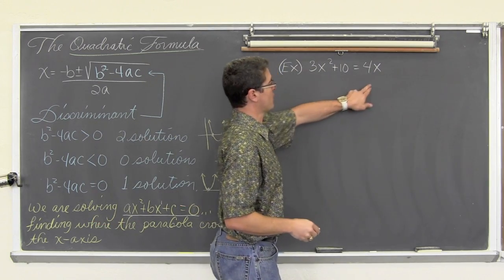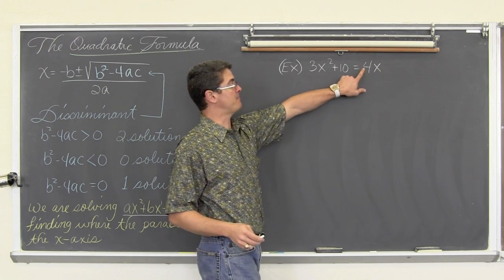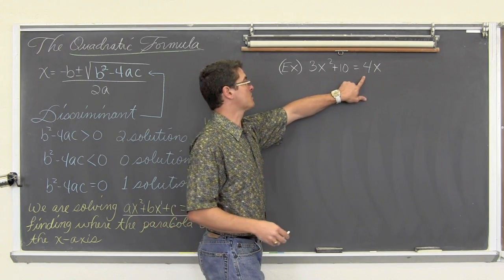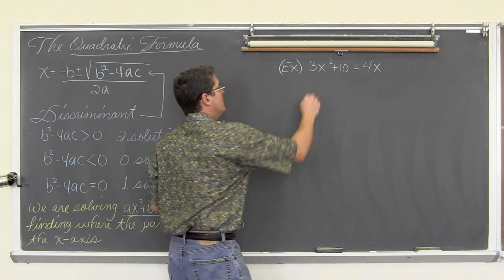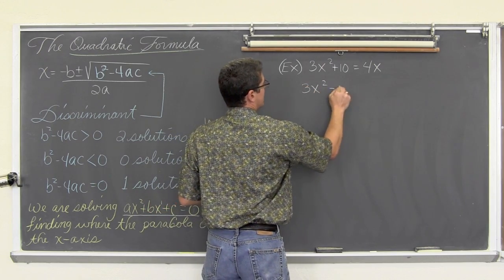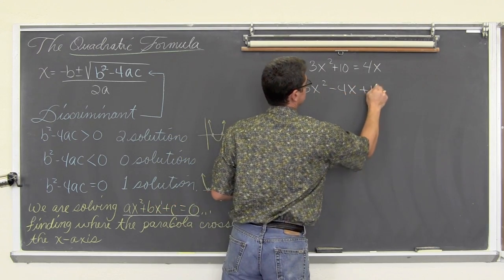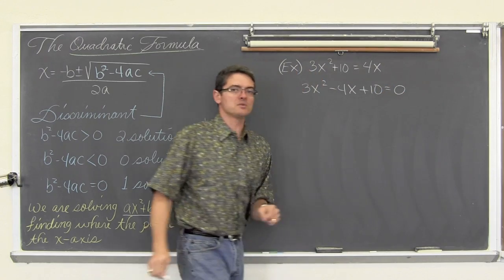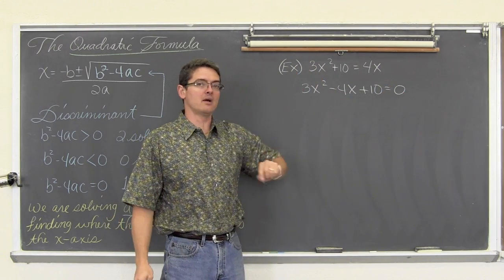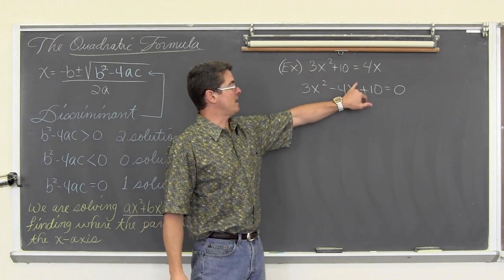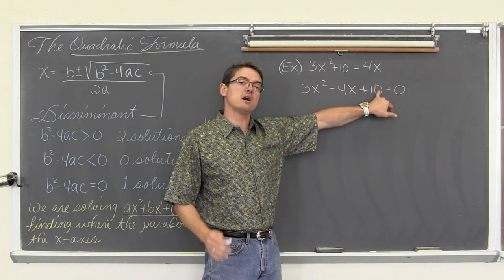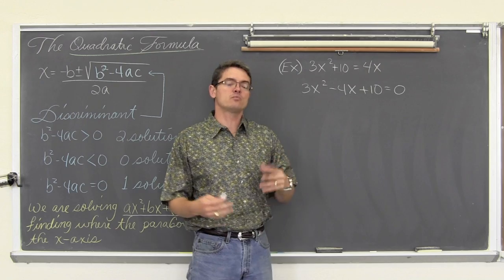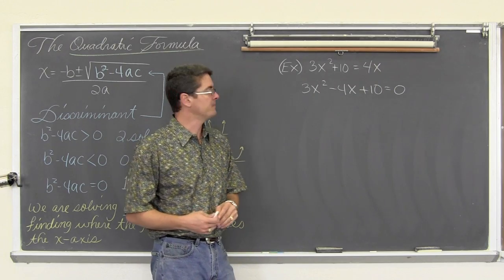So we're going to move the 4x over with subtraction. It is a positive 4x right now. So we're going to subtract 4x from both sides of the equation and get 3x squared minus 4x plus 10 equals 0. And I'm going to put the 4x in the middle. I want my exponents to count down in degrees. I have a degree of 2, I have a degree of 1, and then this is just a constant of 10, which we say has a degree of 0.